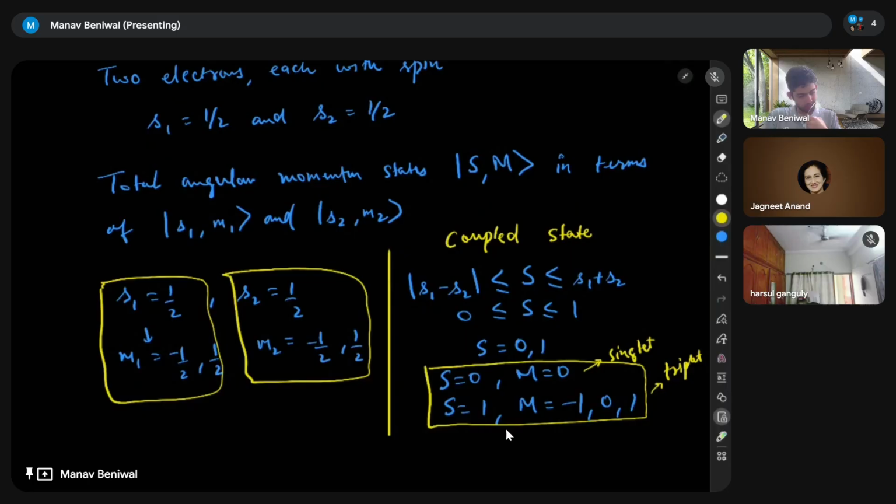Okay, so now on my left hand side is the uncoupled state, and on the right side is the coupled state. Physically we have seen how these are adding, but mathematically how we can write our coupled state in terms of our uncoupled state is given by Clebsch-Gordan coefficients. That is where this requirement comes from.